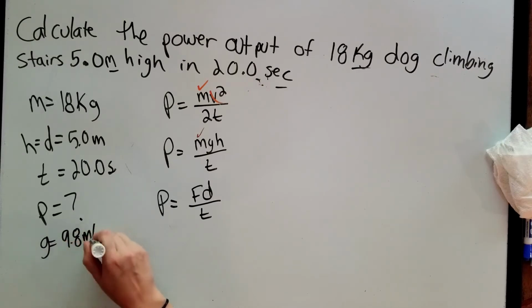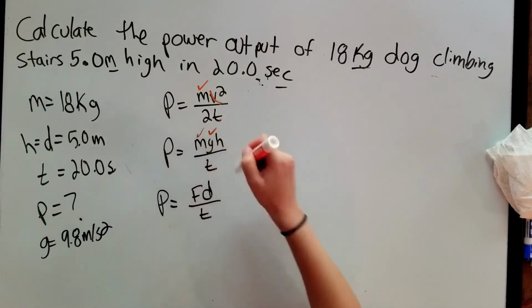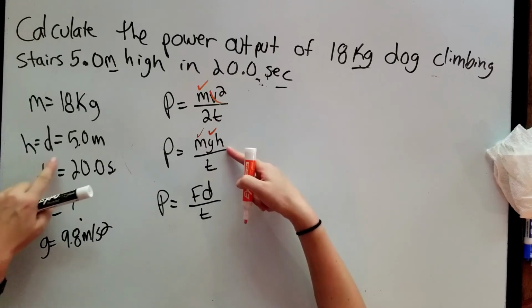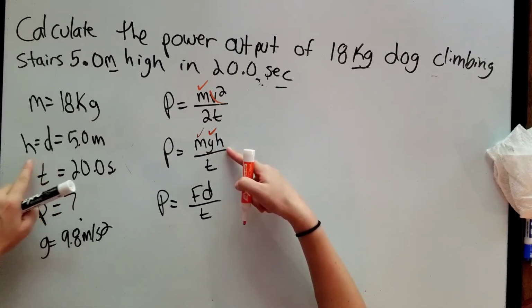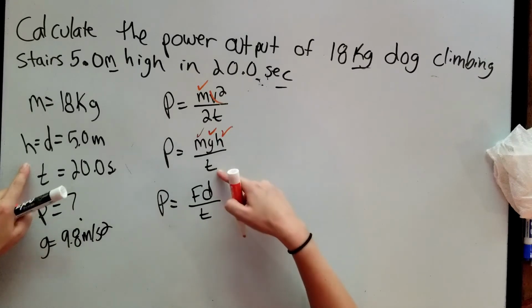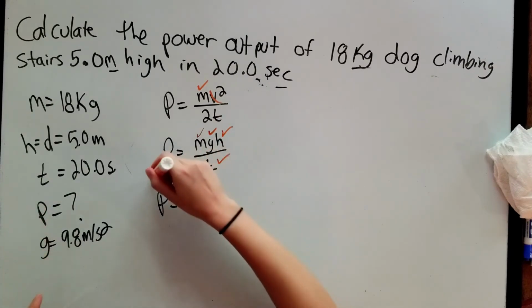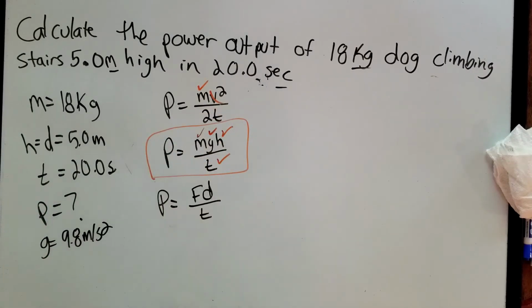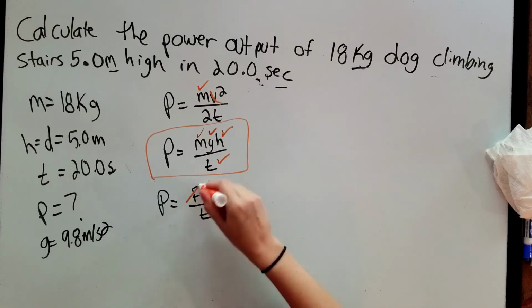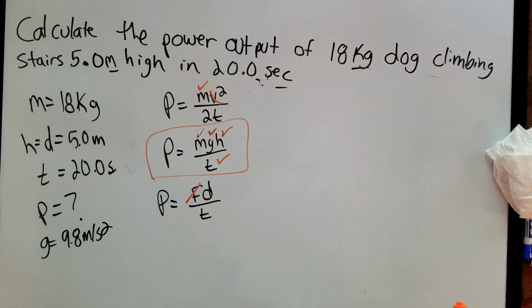9.8 meters per second squared. So we have gravity. Check. Do we have height? Yes, because distance and height are the same thing. Do we have time? So this is going to be the equation we can use. Okay? The last equation, we don't have force, so that's what knocks that one out. So let's use this middle equation and plug in what we have to solve.